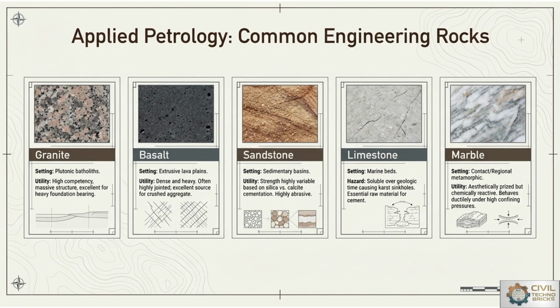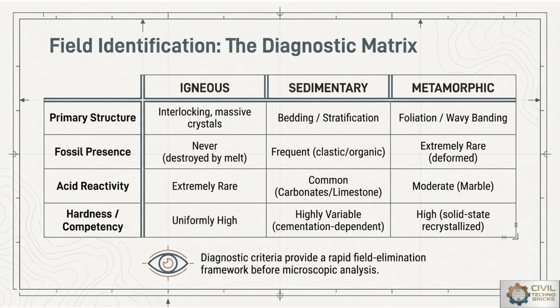and weathering resistance. Here the field identification is a descriptive part on the basis of a tabulated format, where the types of rocks, basically igneous rocks, sedimentary rocks, and metamorphic rocks, are listed with reference to some legends, that is, on the basis of primary structure, fossil presence, acid reactivity, and hardness, or we can say competency.